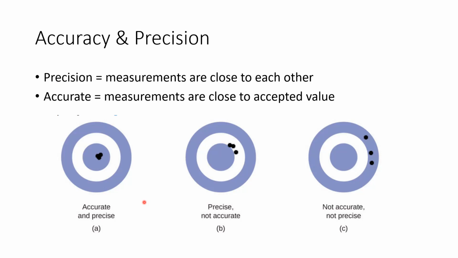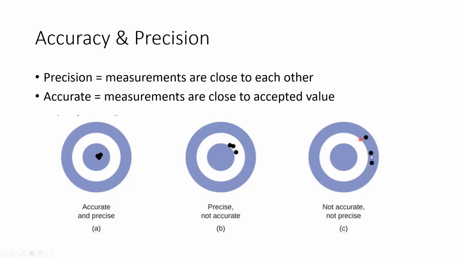So in the case of target A, we've got three different data points. All of them are extremely close to one another. All of them would be really close to that bullseye. So we would consider this to be accurate and precise. These measurements are close to each other. They're close to what they should be. With target B, we still have those grouped together pretty closely, but now they're getting further away from that bullseye, so they're not going to be accurate.